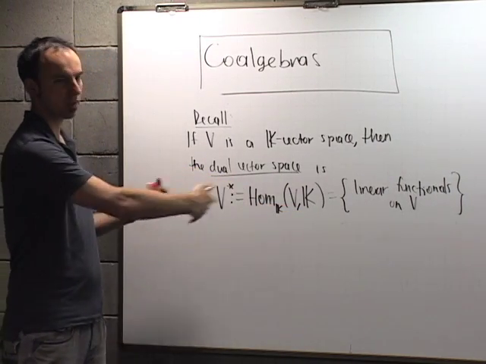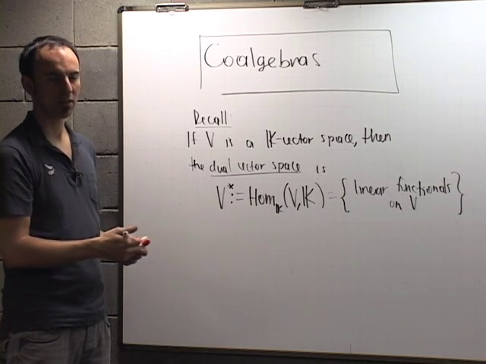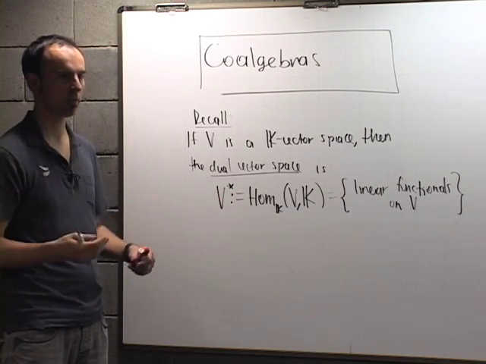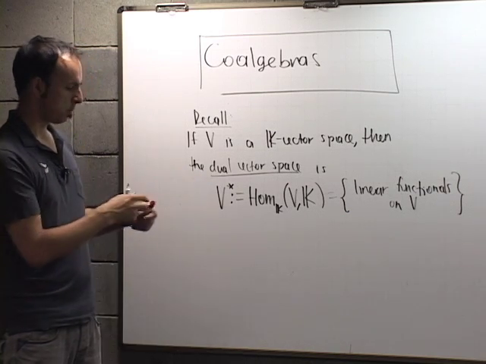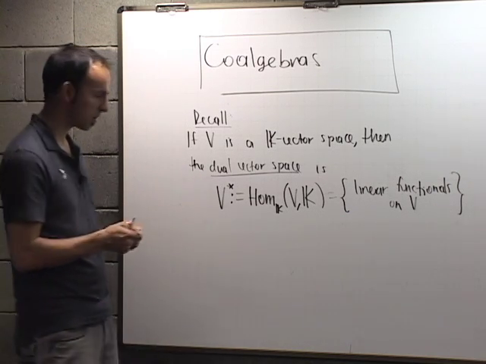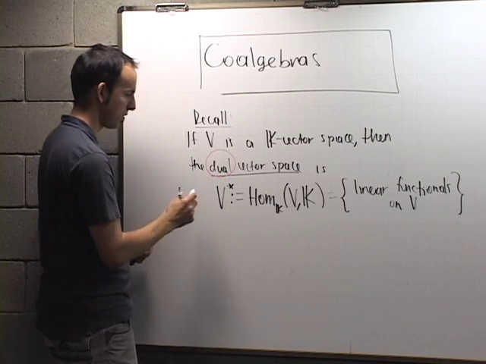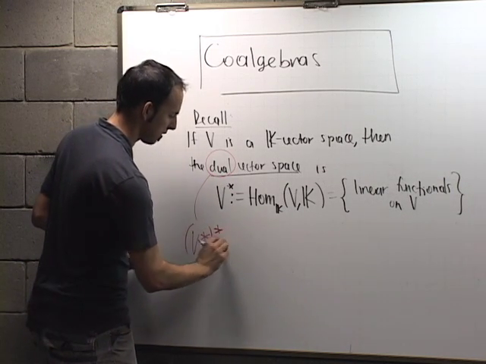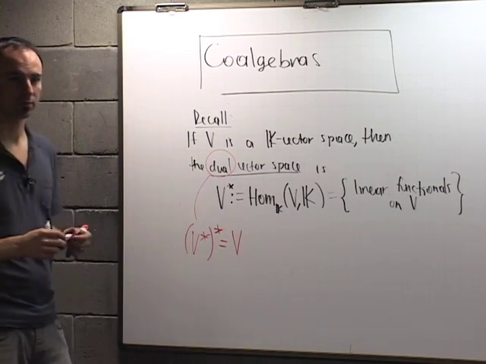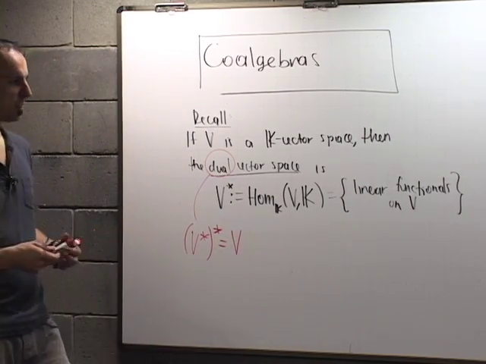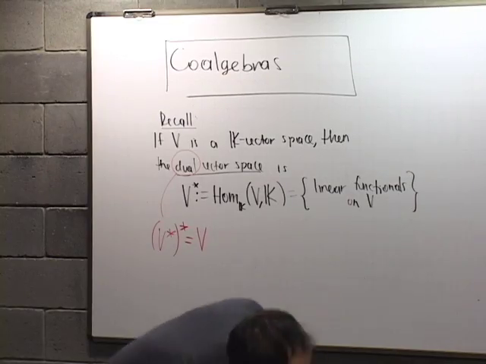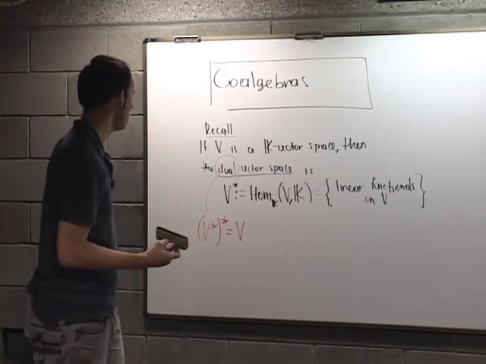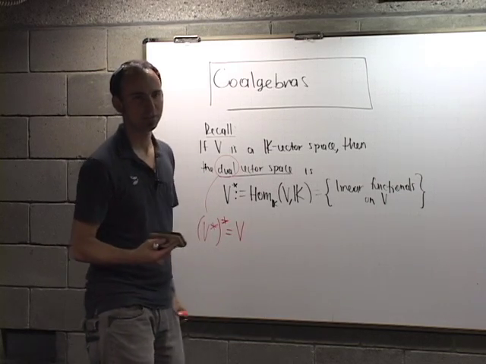You can see that these two things are isomorphic as vector spaces. They have the same dimension, but it's good to always keep track of which one is vectors, which one is functionals. But as in any notion of duality, you should have that the dual of the dual should be V. And that's something that you should check if you're not familiar with it. So we have a notion of duality for vector spaces.